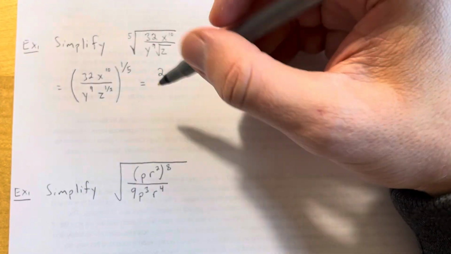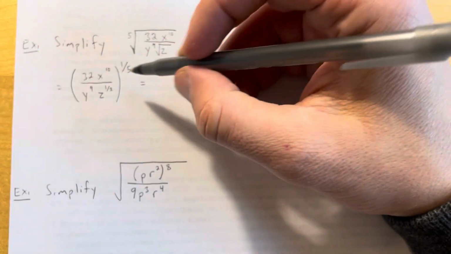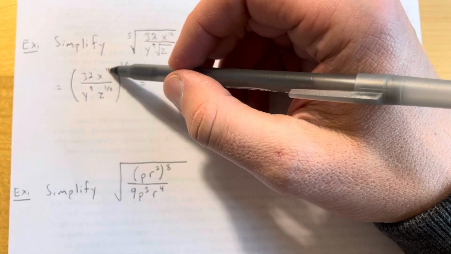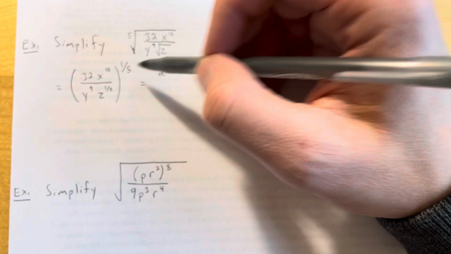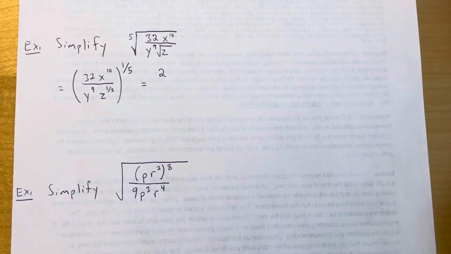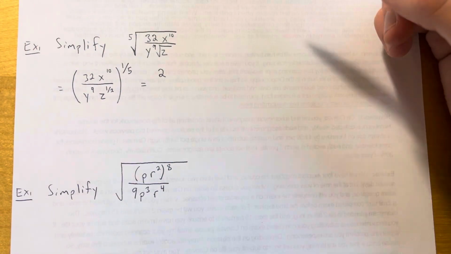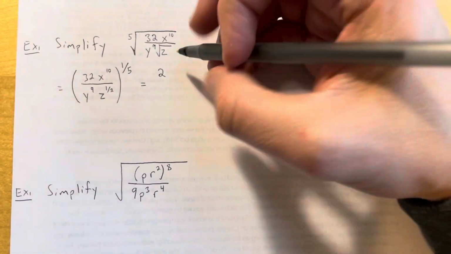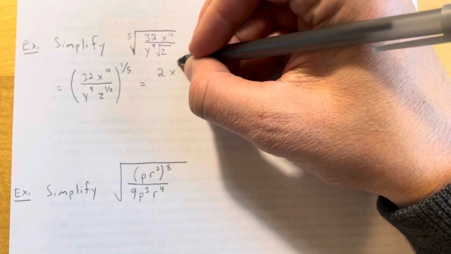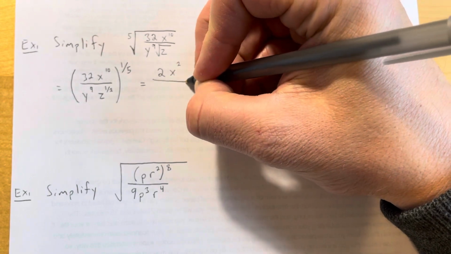And that's because 2 to the 5th power is 32. Here, I have x to the 10th, and then that's going to get raised to the 1/5 power. I use the same properties that I've been using up until this point. I multiply those powers. 10 times 1/5 is 2, so I get x squared.